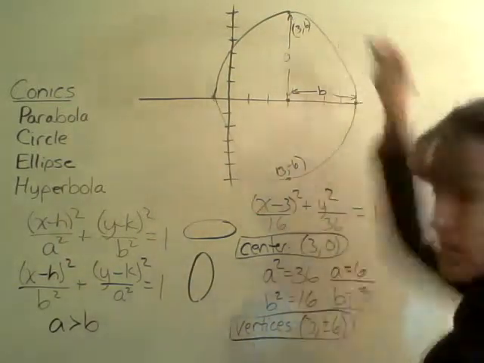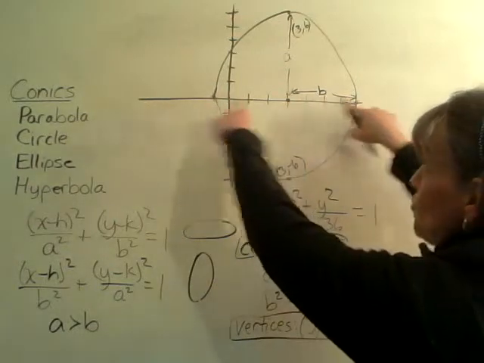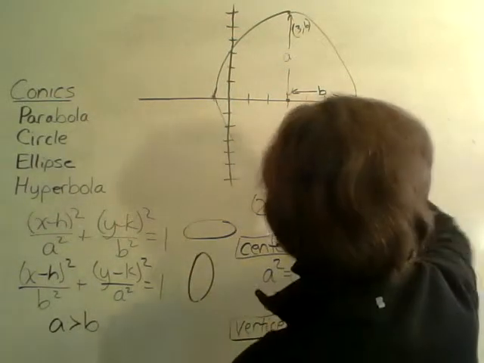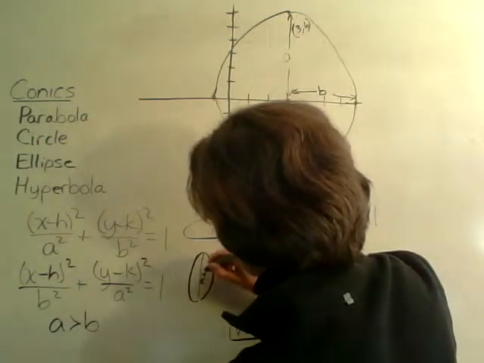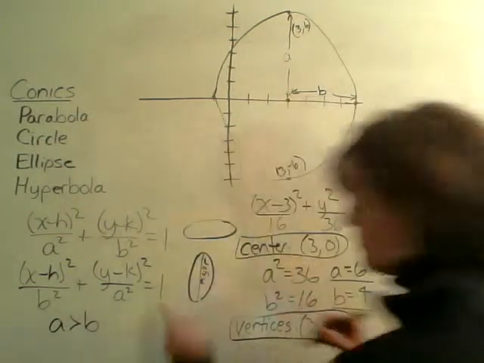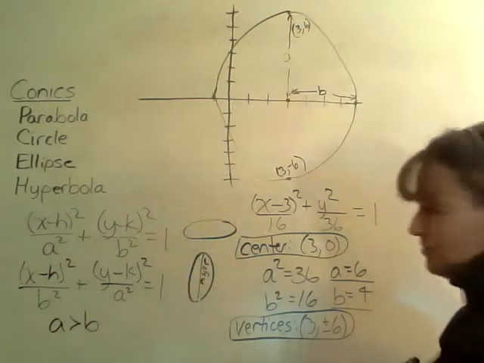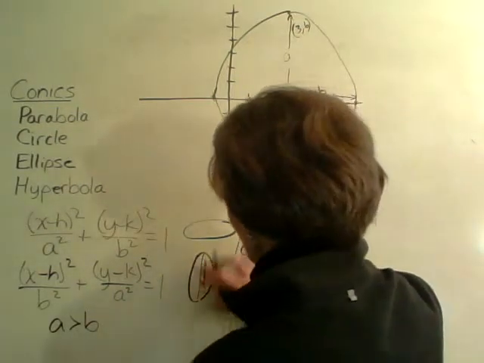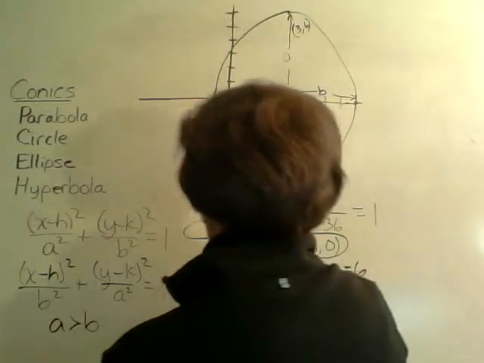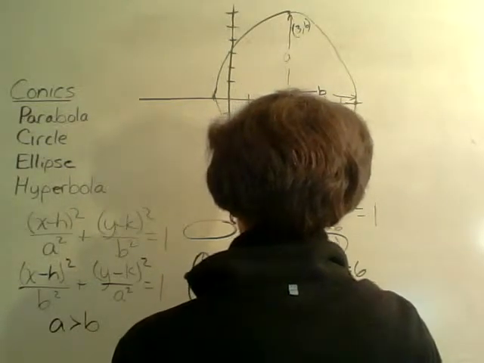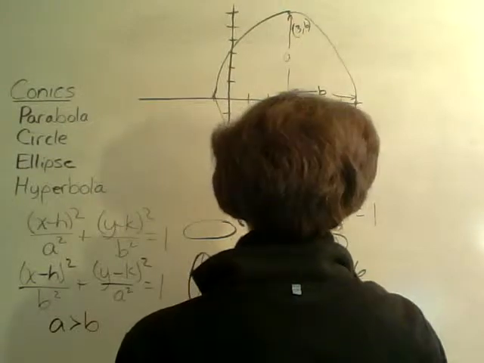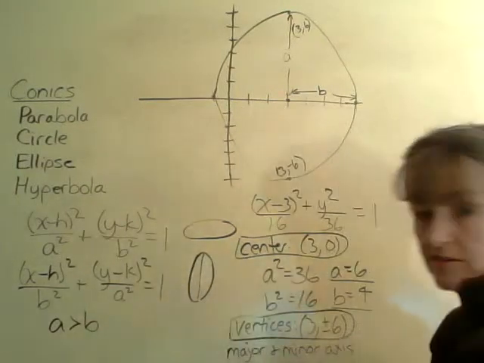This axis is your major axis, and the shorter one is always your minor axis. So the major axis, in this case, is vertical, and the minor axis is horizontal. All right, so you have a major axis and a minor axis.